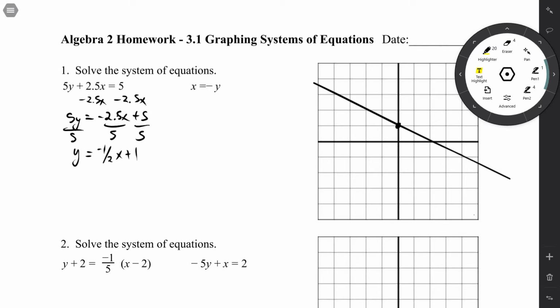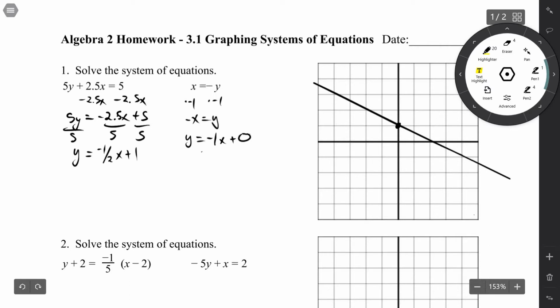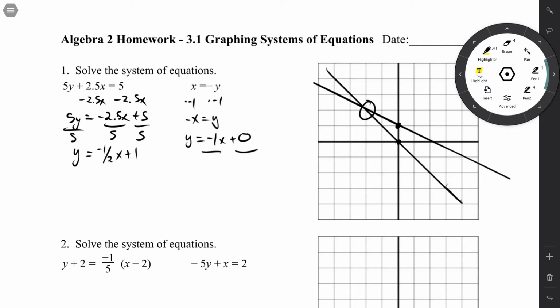The next one, really we just need to multiply both sides by -1. That would give us -x equals y, or y equals -1x plus 0. If we really want to think of every aspect of it, slope is -1, intercept is 0. So let's do that. With a slope of -1, we should come into contact with an exact point here. Oh, there we go. It may not look like it, but that's just my error. The intersection of these 2 lines will be -2, 2.